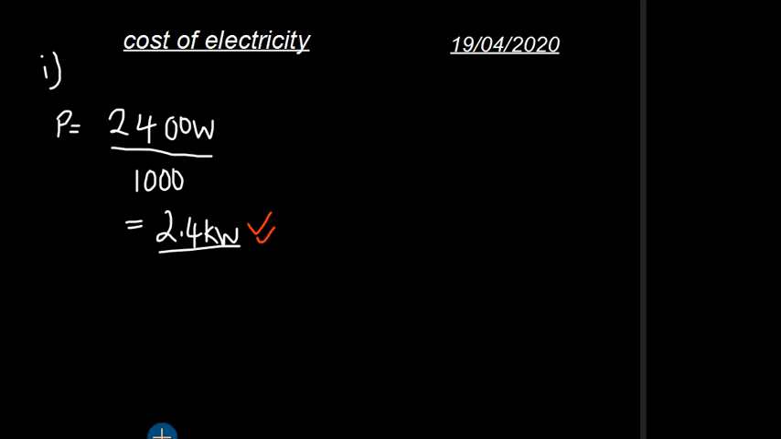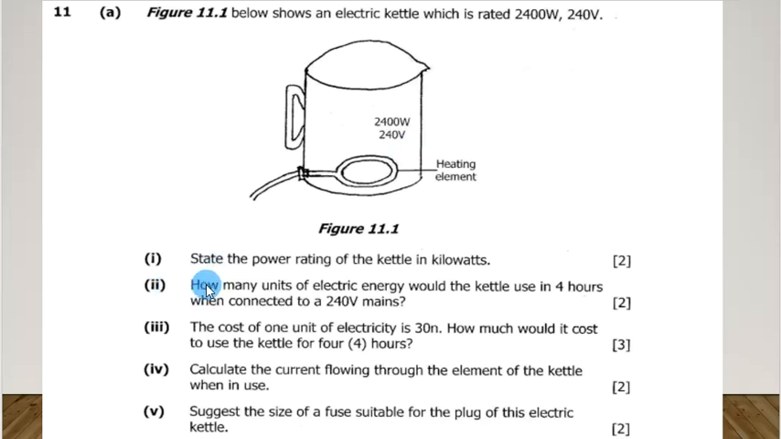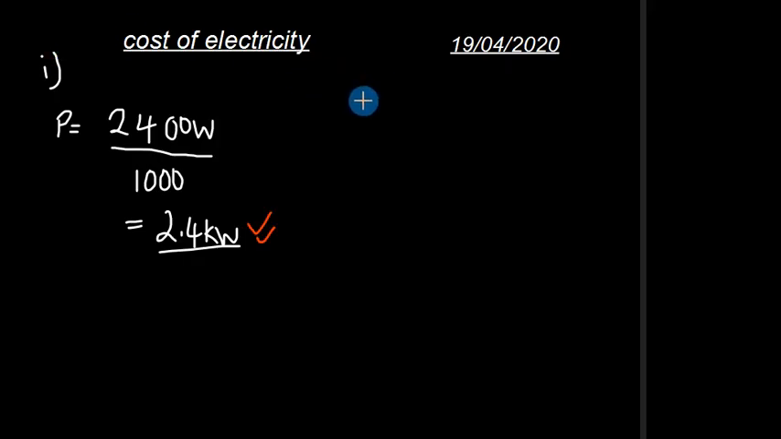Okay, let's go to the next question and see what it is talking about. The next question says, how many units of electric energy would the kettle use in 4 hours when connected to 240 volt mains? The period of time is given as 4 hours, and we know that energy is equal to power times time, and our power we have just expressed in kilowatts. So that makes the work even easier, and it is another 2 marks. So you see how easy it can be. So this is part 2 now.